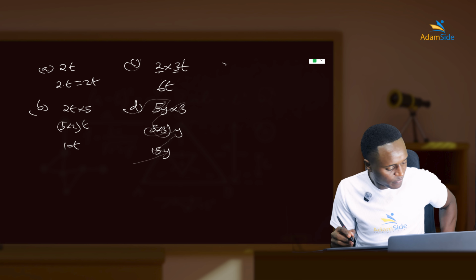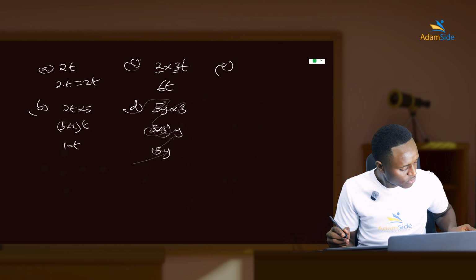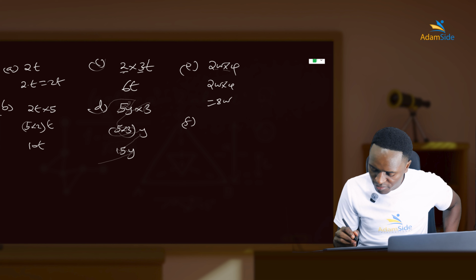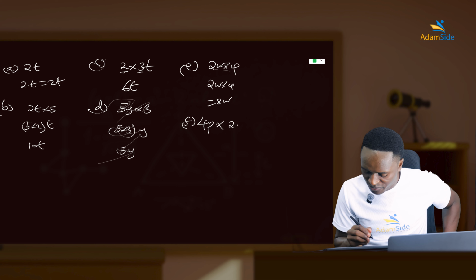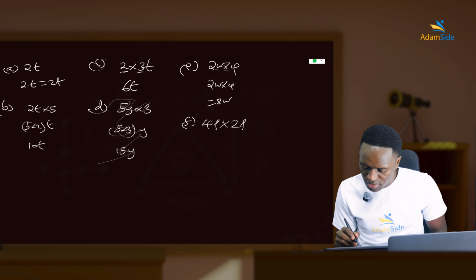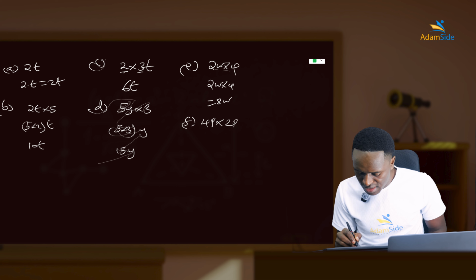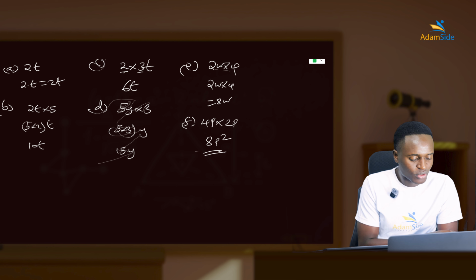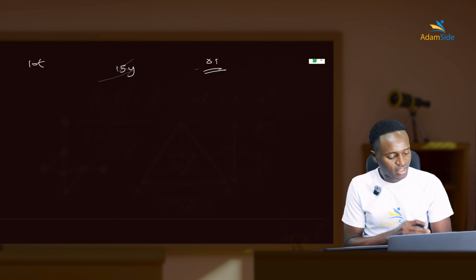Correct. You can have 2w times 4. This one can be 2w times 4. You get 8w. You have 4p times 2p. 4 times 2, 4p times 2p. So 4 times 2 is 8, and then p times p is p squared, 8p squared. You can get that, and you are able to answer the majority of the questions.